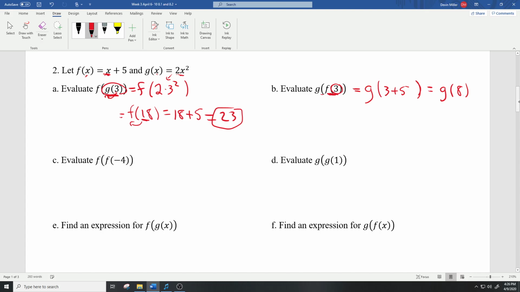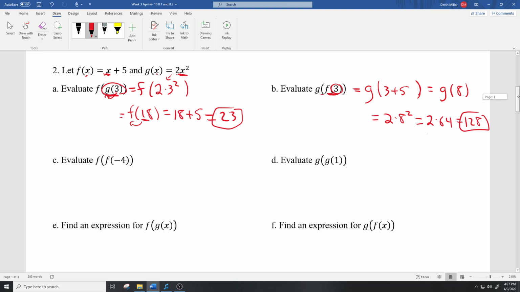Now we're going to use the g function. So 8 has to go into the g function. That's over here. G of x equals 2x squared. So 8 is going to go in for that x. You no longer have to write g anymore. It's just going to be 2 times 8 squared. Then we evaluate. 8 squared is 64. 64 times 2, 128. Hopefully it's not too bad. That's your final answer.